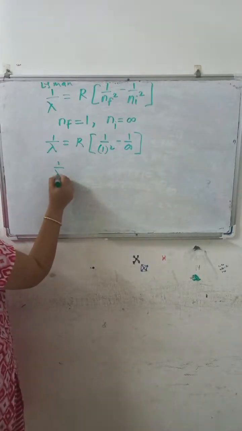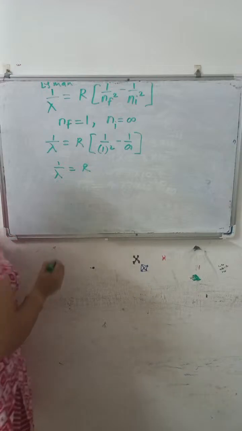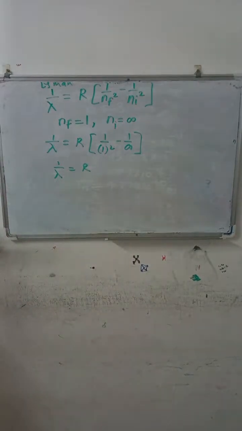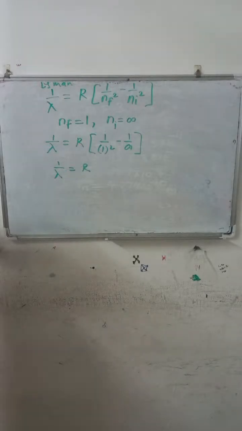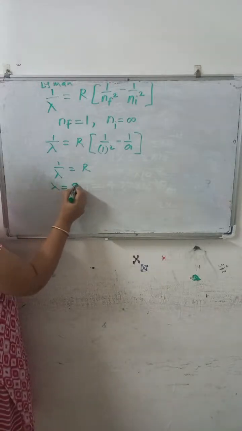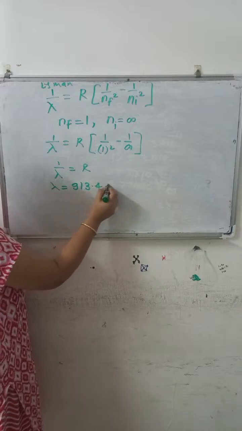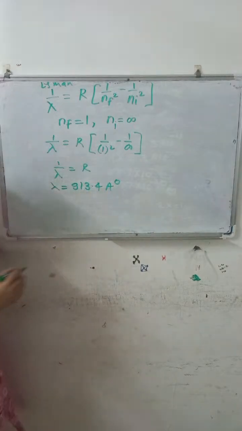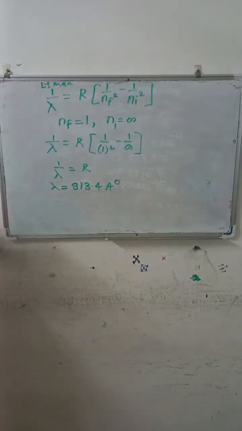So 1 by lambda is nothing but R. 1 by 1 square is nothing but what? 1 only. Okay, so here we get this much. But we know here the value of the short wavelength is given. How much? Lambda is given, 913.4 Armstrong unit. This much is the value given.